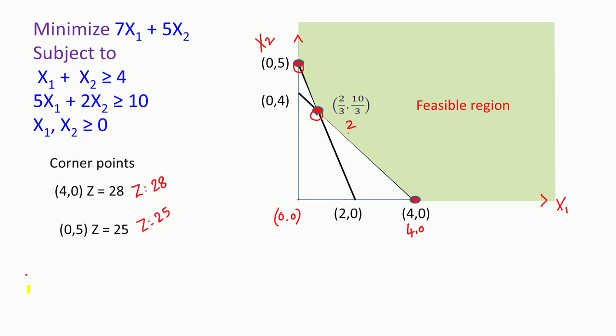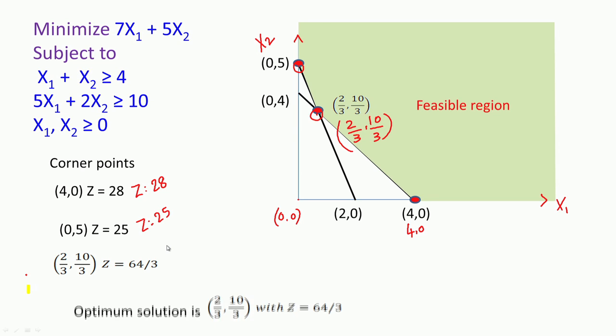So, this is 2 by 3, 10 by 3 that I have shown here, and the objective function value, when we substitute, we get 7 into 2 by 3, which is 14 by 3, plus 10 into 5 by 3, which is 50 by 3. So, 14 by 3 plus 50 by 3 is 64 by 3, which is what we have here.